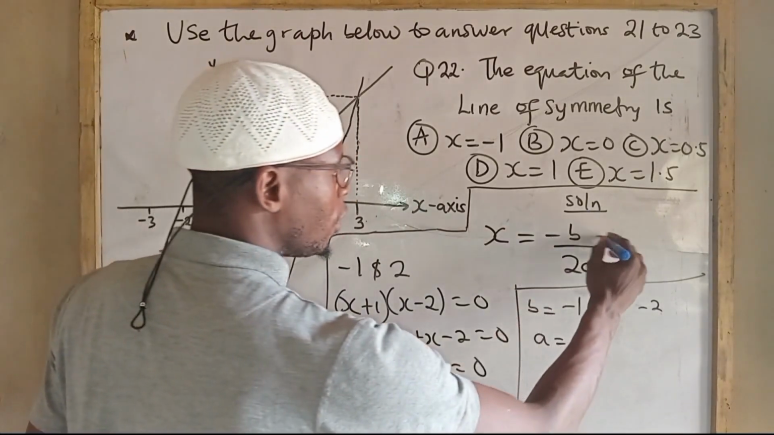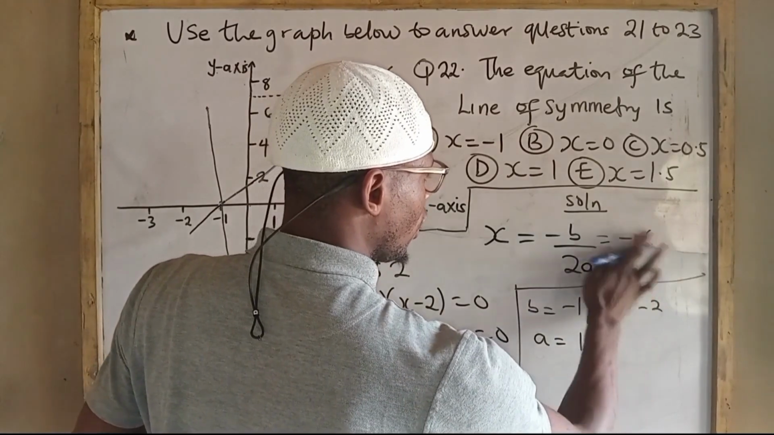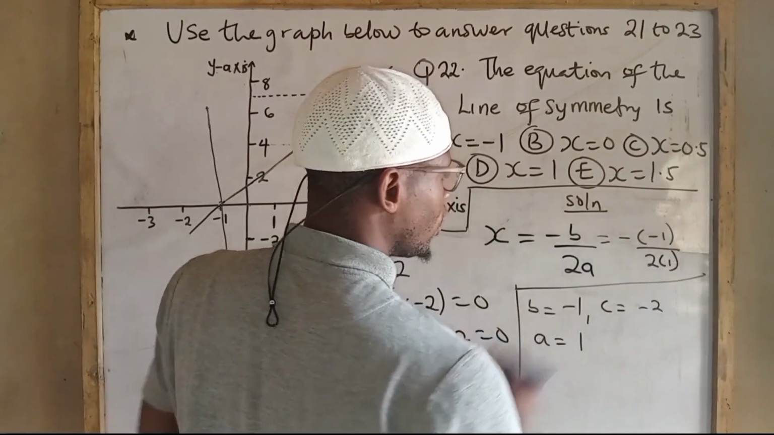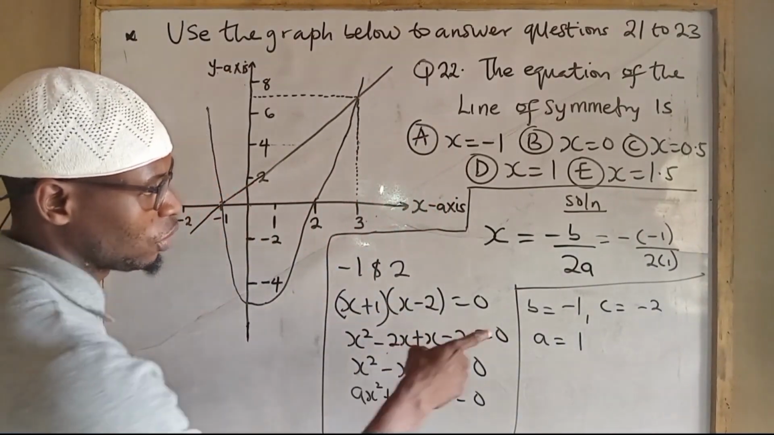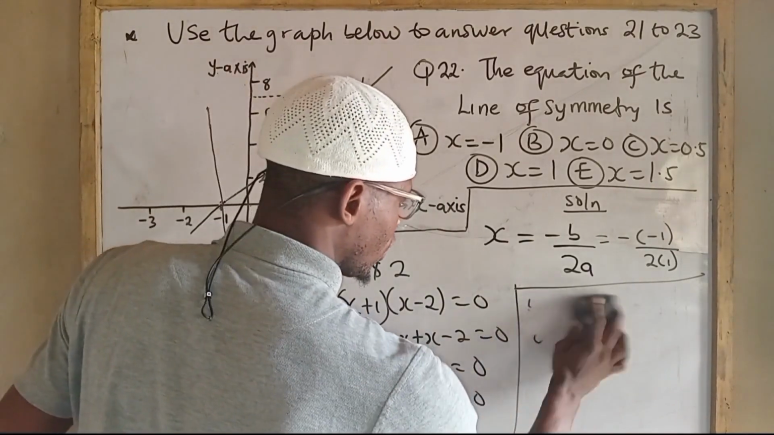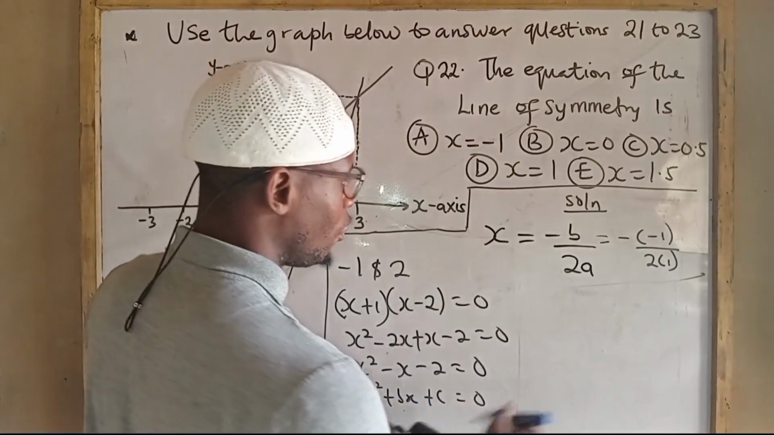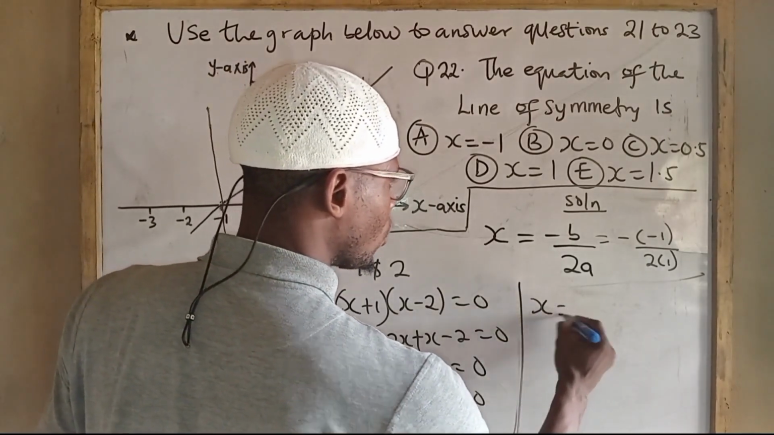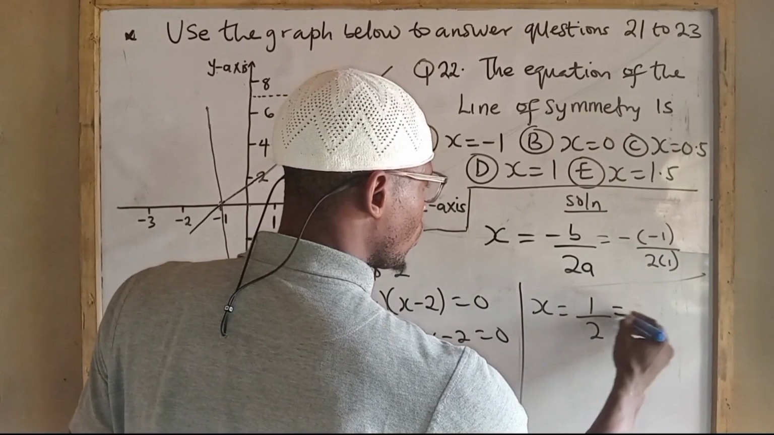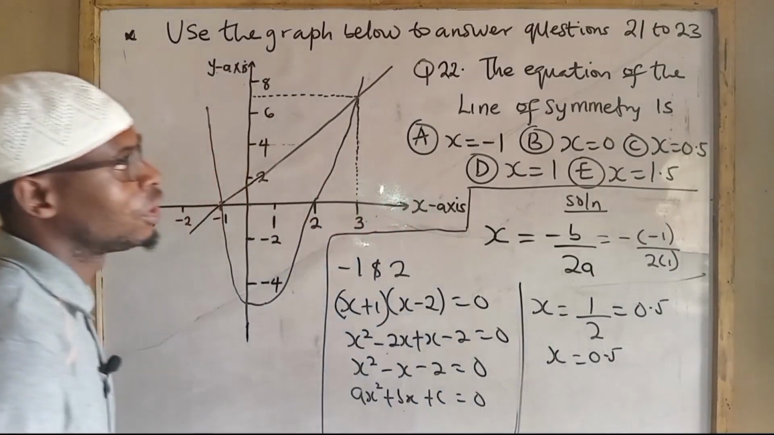Coming back to this place, when b is -1, you have -1 all over 2 multiplied by 1. I will transfer that back here because of the space. If you evaluate this, x equals minus times minus gives 1, over 2 times 1 gives 2. So 1 divided by 2 gives 0.5. So x equals 0.5. That is the equation of the line of symmetry.